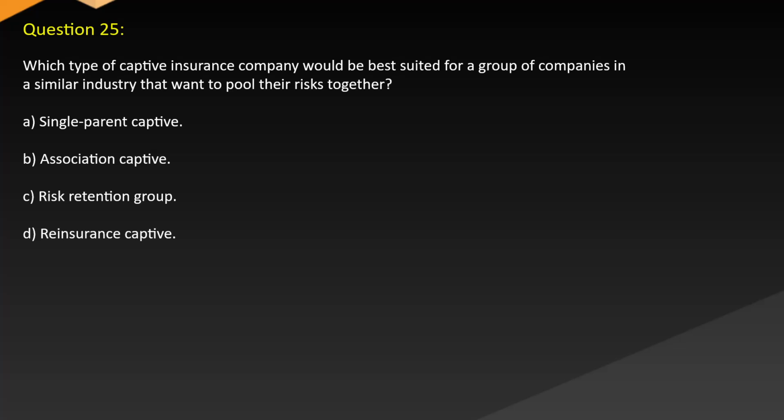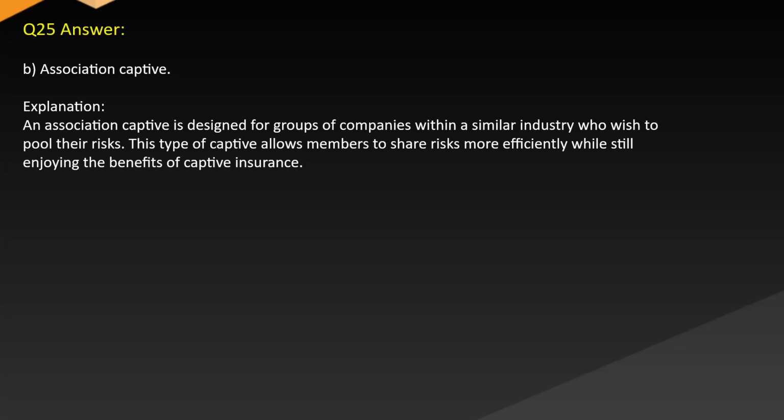Question 25. Which type of captive insurance company would be best suited for a group of companies in a similar industry that want to pool their risks together? A. Single-parent captive. B. Association captive. C. Risk retention group. D. Reinsurance captive. Answer: B. Association captive. Explanation: an association captive is designed for groups of companies within a similar industry who wish to pool their risks. This type of captive allows members to share risks more efficiently while still enjoying the benefits of captive insurance.